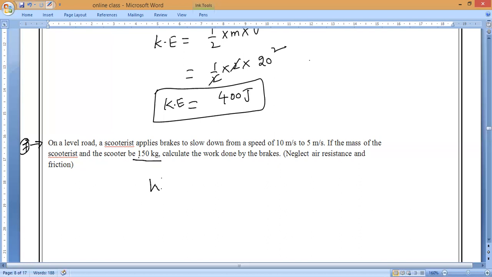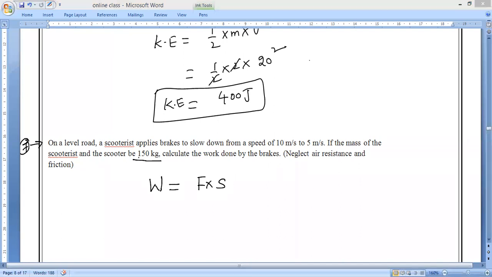So work done is equal to what is the formula? Force into displacement. Yes or no? But they have not given the force. They are asking us to first find the force here. So we have to find the force first by using some equation. So what is that equation?